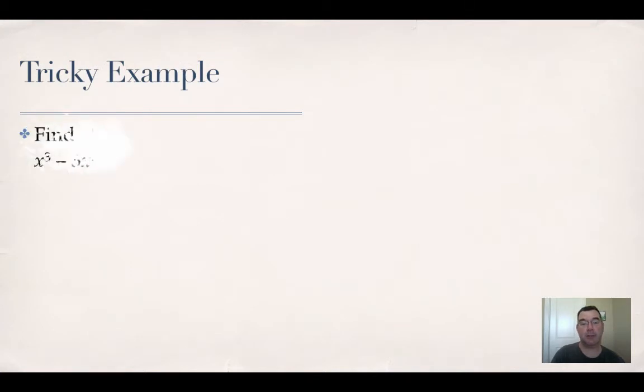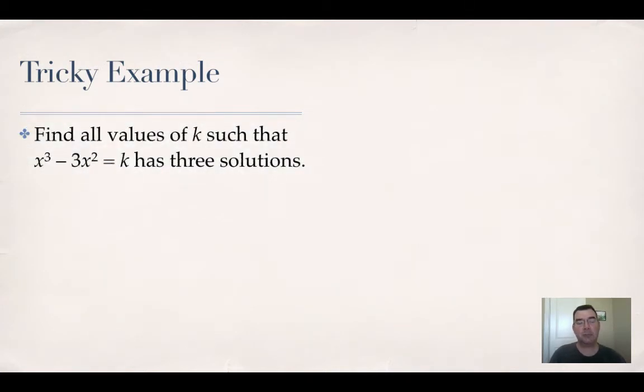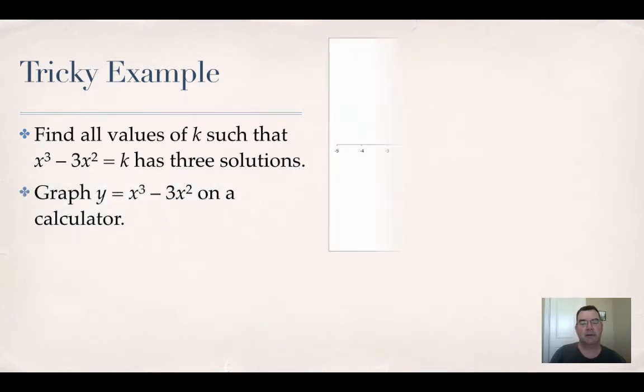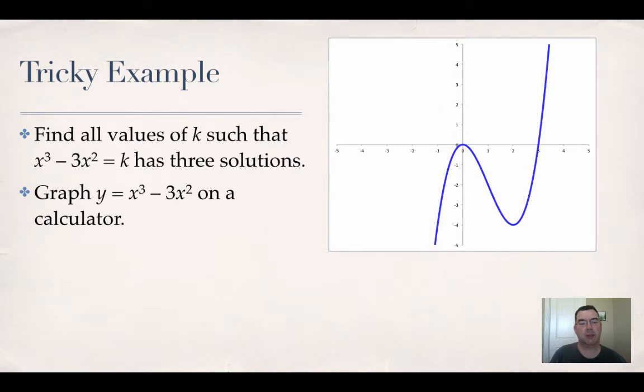Now here's a trickier example that I wanted to go through with you, kind of at the level of test questions that you might be asked. Find all values of k such that x cubed minus 3x squared equals k, such that that equation has three separate solutions. Okay, so kind of hard to figure out how to do that one. So what I'm going to do is I'm going to graph the left-hand side on a calculator, and that's the graph that I get. And I'm going to break this down and see which y values will give me one, or which k values will give me one solution, which will give me two, and which will give me three.